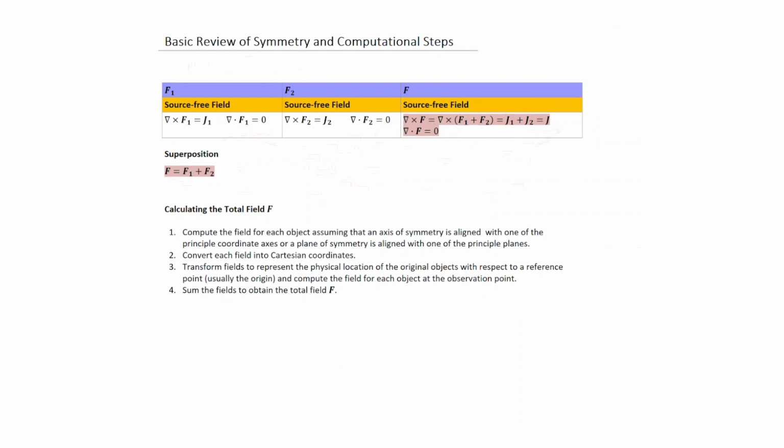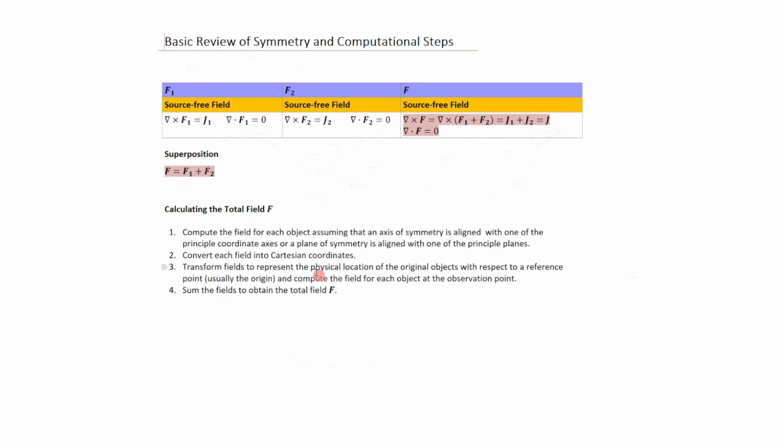Second step is to convert each field into Cartesian coordinates. The fact that we're going to have to add fields means we can only add if we're using a reference coordinate system, and that will be Cartesian, because a Cartesian coordinate system is a linear space. What makes it nice here is you could have combinations of cylinders and planes, and it doesn't matter because you can solve an individual problem in a given coordinate system, and having done that, you can convert it into Cartesian. It's a relatively straightforward procedure.